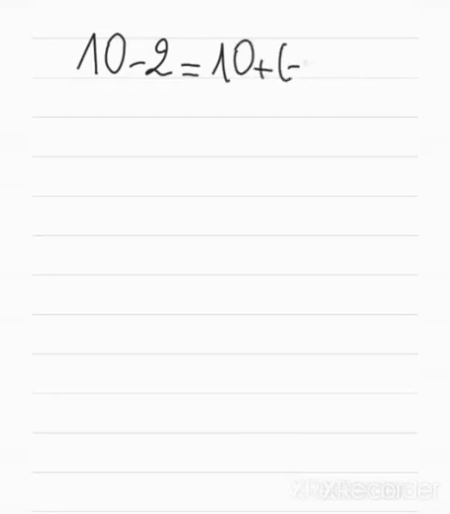Now for subtracting two numbers, it's equivalent to adding the opposite. For example, 10 minus 2 is like 10 plus negative 2. Subtracting 2 is like adding negative 2. So here it's a sum, so we stick to the rule. Sum of two numbers with different signs: keep the sign of the largest absolute value, which is plus, and subtract the absolute values to get plus 8.